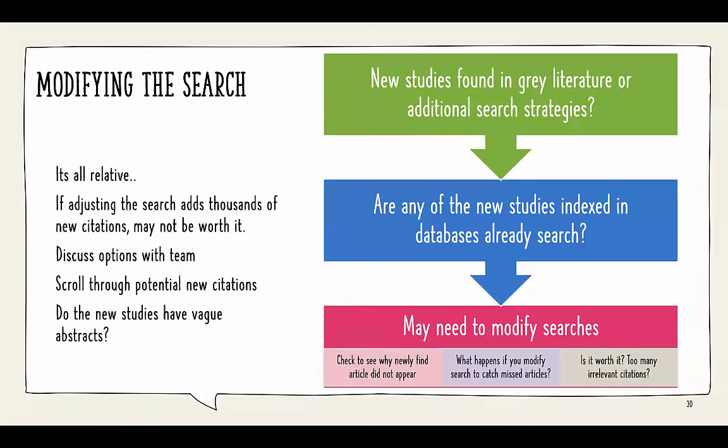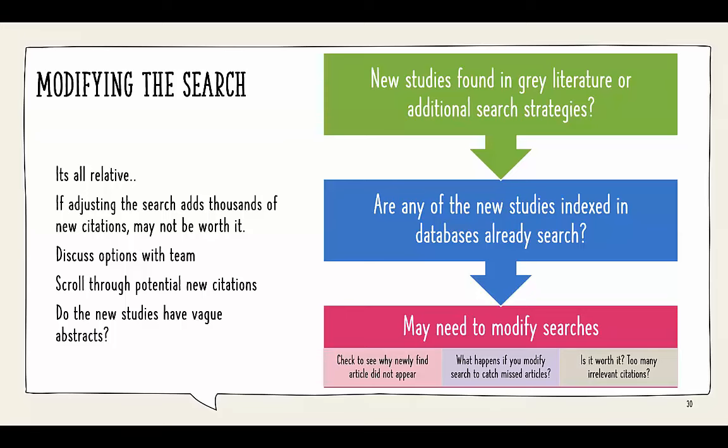Okay. And then when thinking about modifying the search, I tried to put the steps in here, the thought process I go through. So we've just talked about the gray literature search, these additional strategies, and sorting these. This is where I want to think about, did you find anything in doing that? If you did find some new studies, are they indexed in any of the databases that we've already searched? And if so, why didn't we see them in that case? And then how could I modify the search?